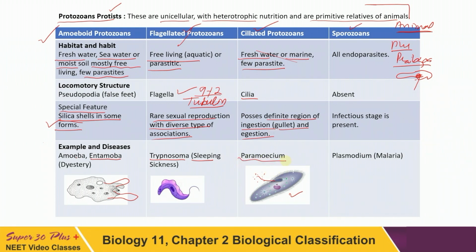Paramecium to be underlined. Sporozoans, an important thing, all protozoans belonging to this group are endoparasites. They cause disease. Any locomotory organ is absent, they do not move. An infectious stage is present. For example, this is Plasmodium, the malaria parasite, from the mosquito an infectious stage will enter into the human being.